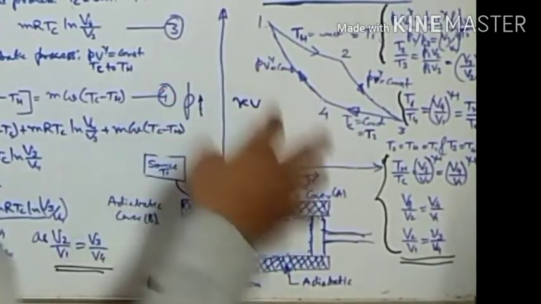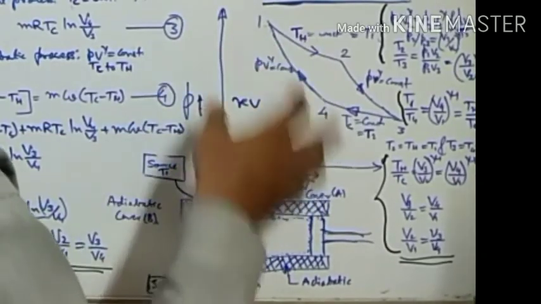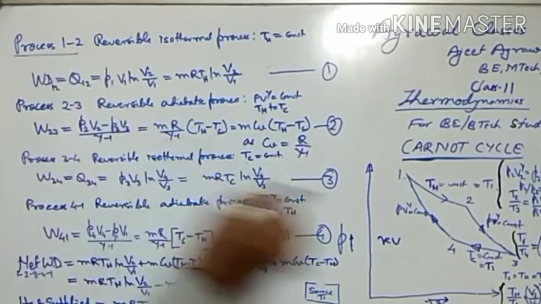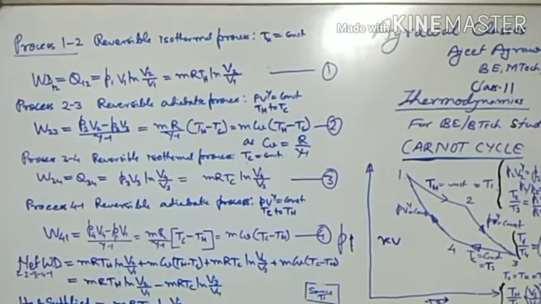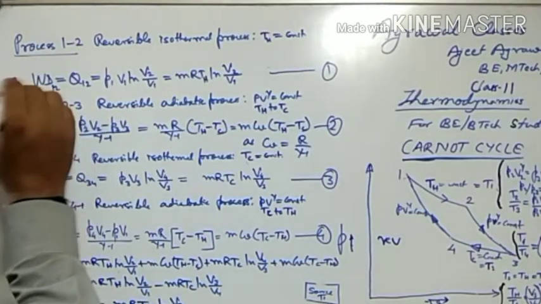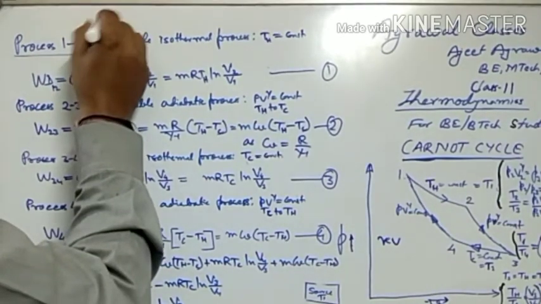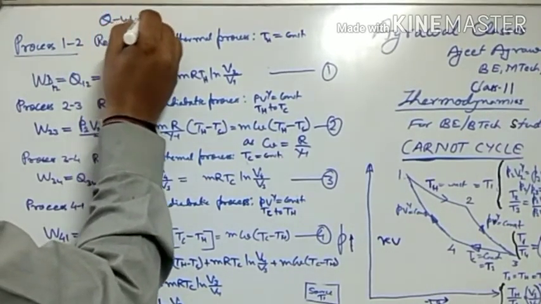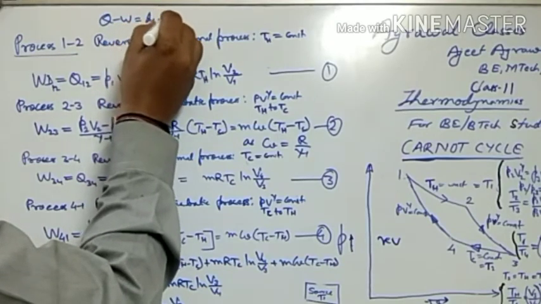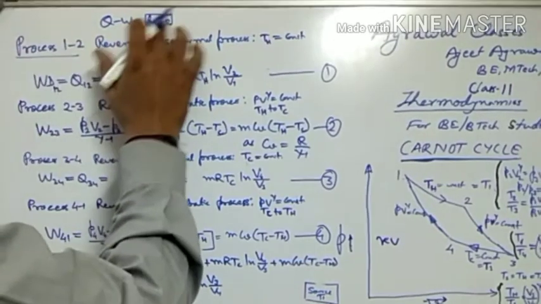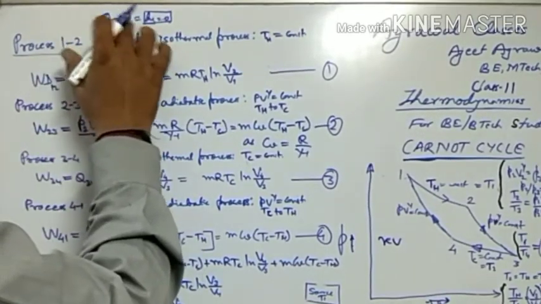So let us find out the work done in each process. So process 1 to 2, as I said, is an isothermal process. So in an isothermal process the work done is given as W12. So from the first law of thermodynamics, Q minus W equals dU, and dU is 0 because temperature is constant. So dU is 0. So Q minus W is 0.